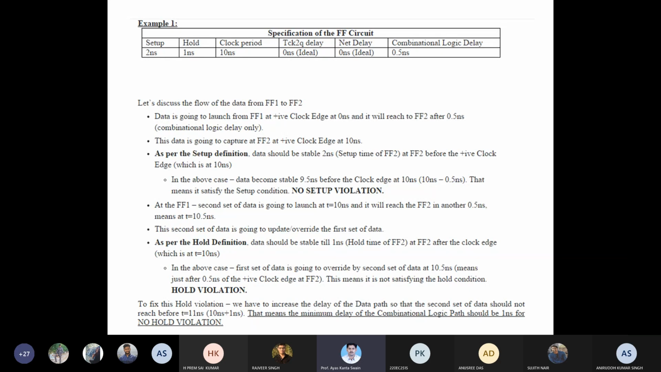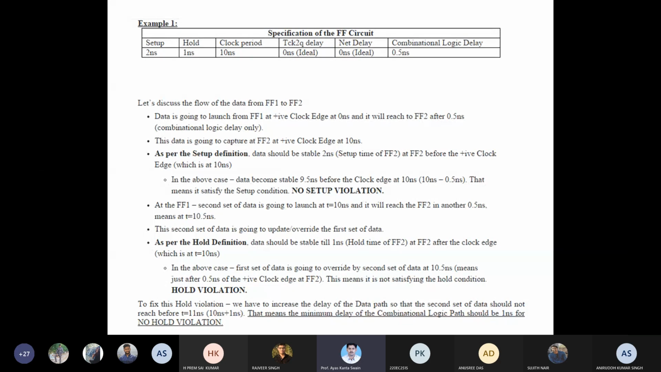From flip-flop to combinational logic there is a net, and again from combinational logic to the next flip-flop there is a net. Those net delays we have also taken as zero. Otherwise, they would add up while finding the final clock frequency or checking the setup violation. Now the combinational logic block in between your two flip-flops has a delay of 0.5 nanoseconds. Now it's on you. I am leaving. Try it and let me know whether it has a setup violation or not. Take 2 minutes, trigger your mind, and let me know.